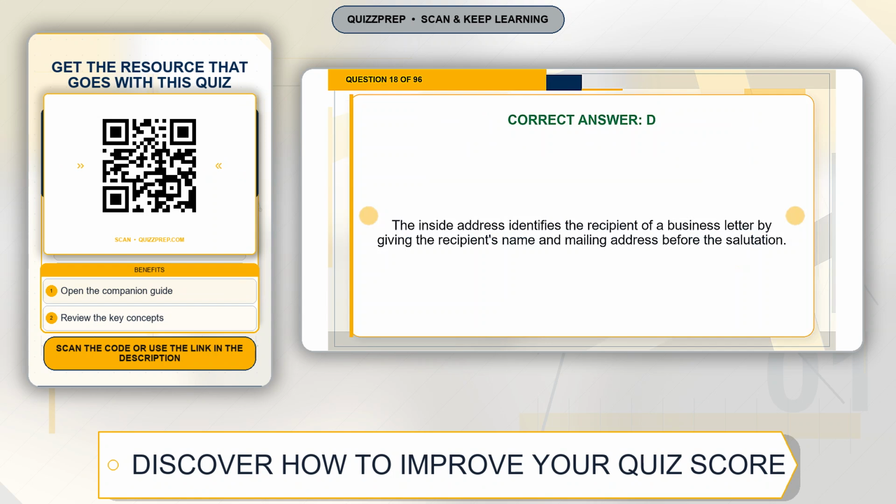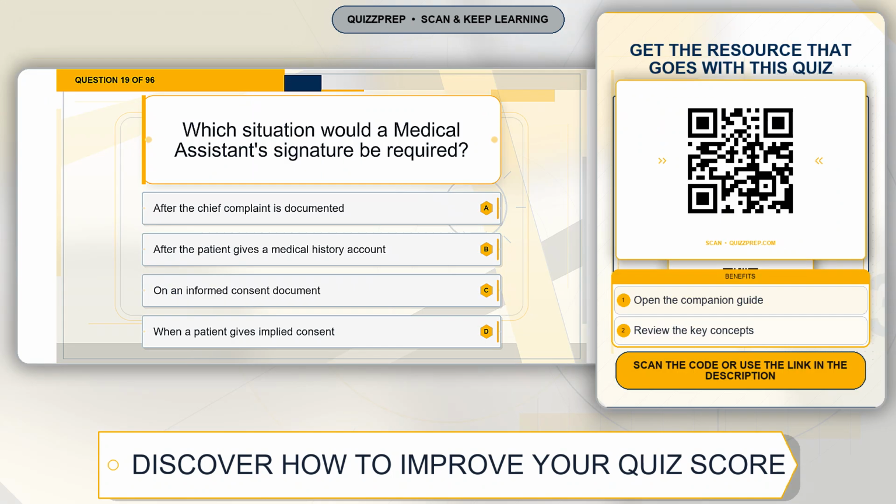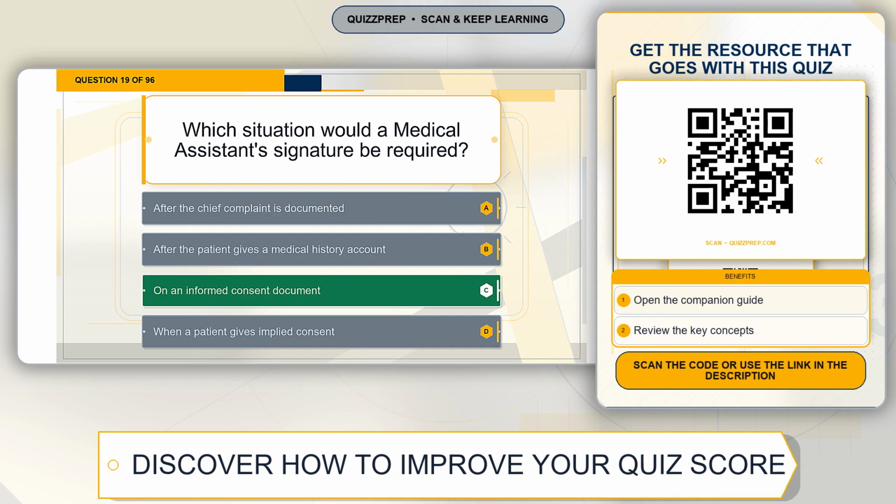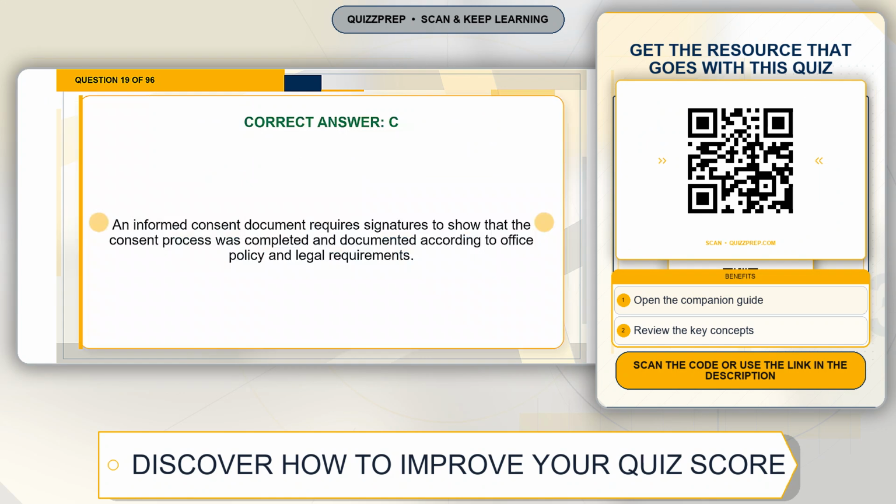Question 19. Which situation would a medical assistant's signature be required? Option A. After the chief complaint is documented. Option B. After the patient gives a medical history account. Option C. On an informed consent document. Option D. When a patient gives implied consent. The correct answer is option C. On an informed consent document. Explanation. An informed consent document requires signatures to show that the consent process was completed and documented according to office policy and legal requirements.